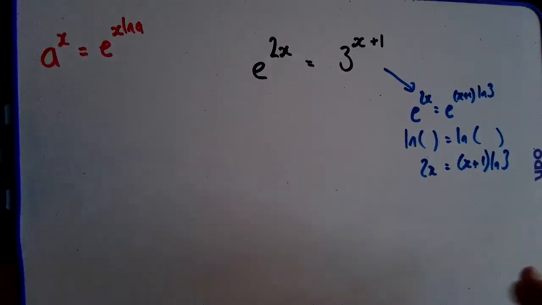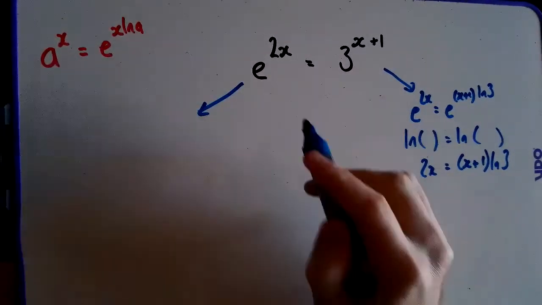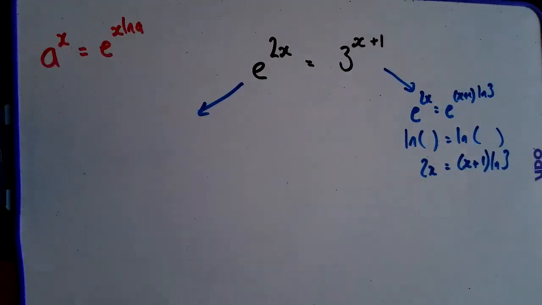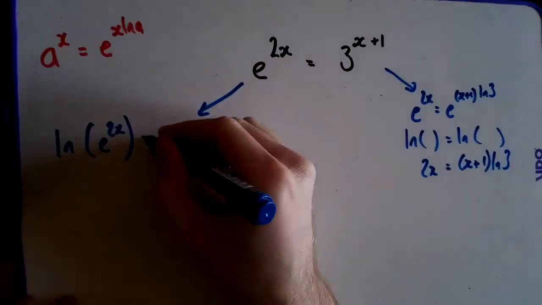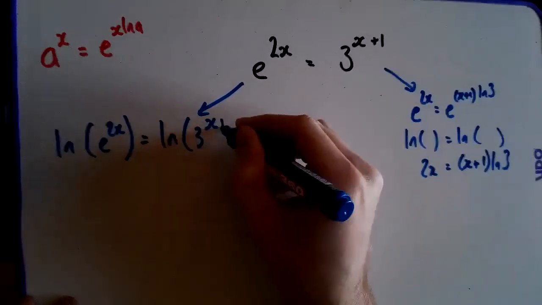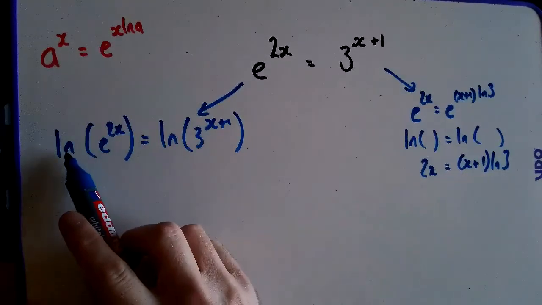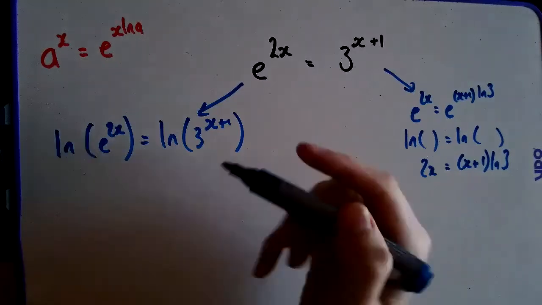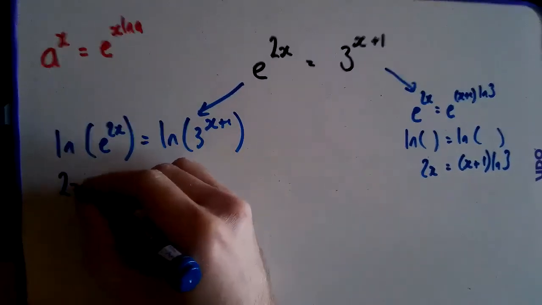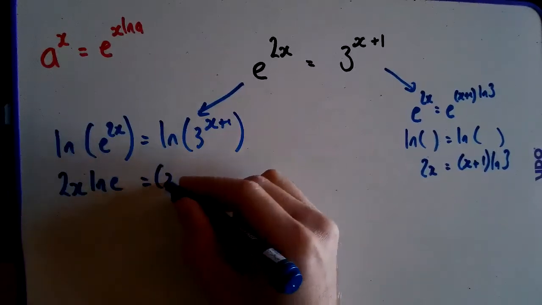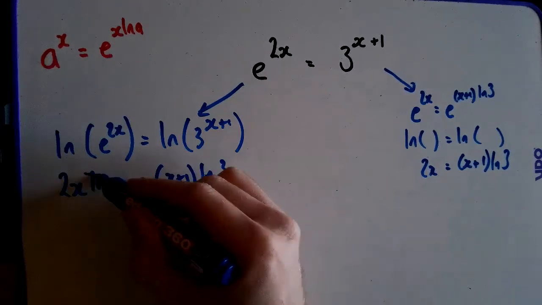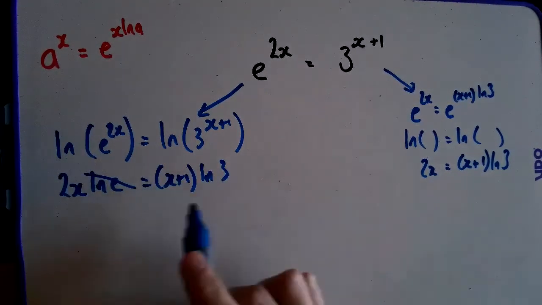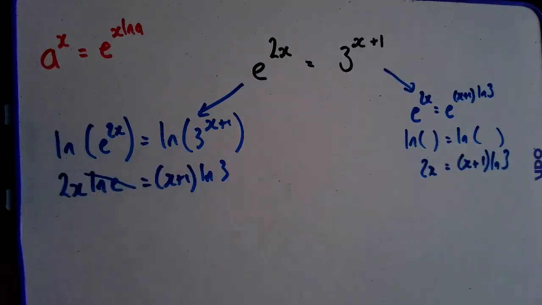So another way is whenever you have x's at the powers, you could think, well, ln's or logs bring powers down. So I could do ln of both sides straight away. And on this side, ln and e cancel out. Well, actually, let's bring the powers to the front first. So 2x ln e equals x add 1 ln 3, because powers go to the front. ln e is just 1. And then look, I've got the same equation on both sides.